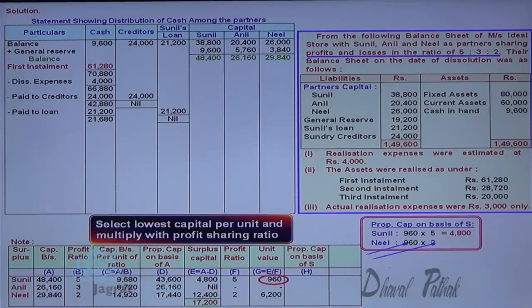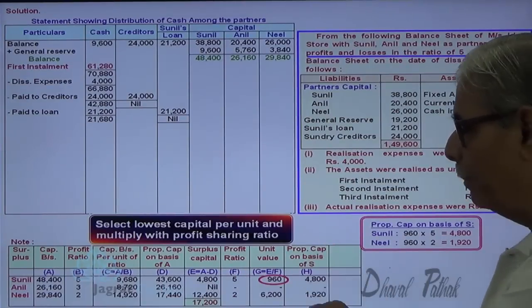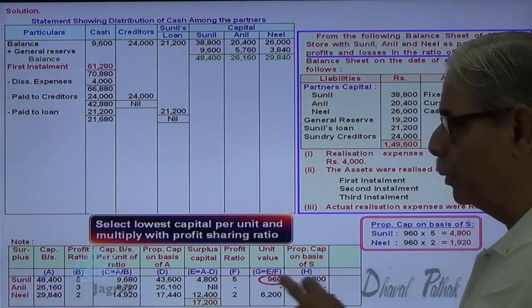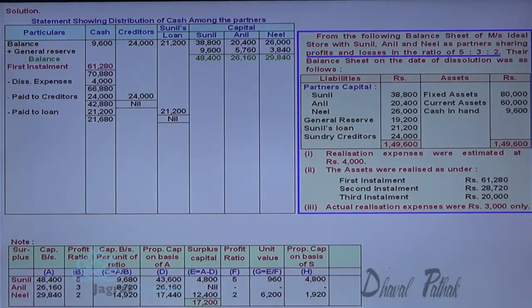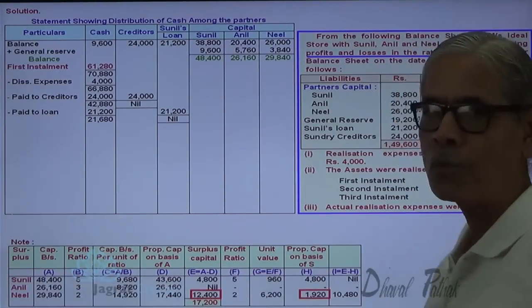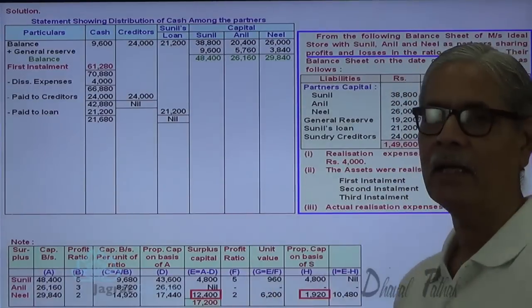So, 960 into 2. So this is the surplus capital to be maintained, which is in proportion to the surplus capital of Sunil. Now if you deduct once again 4,800 minus 4,800, there is no surplus of Sunil as against Neil, but Neil has contributed surplus capital 12,900 minus 1,960, so 10,480. This is the surplus capital contributed by Neil, which is against Sunil and Anil.